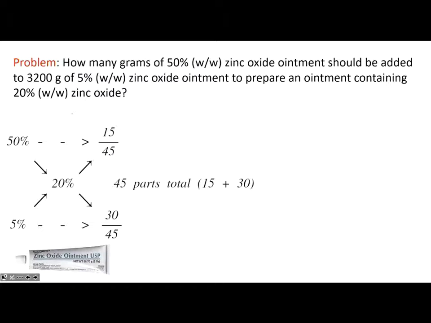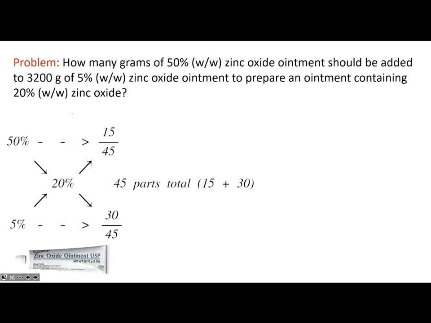So I cross-subtract, going from 50 down to 20. That's subtracting. It gives me 30, so I wrote the 30 across from the 5. I cross-subtracted going up from the 5% to the 20. The difference between 20 minus 5 is 15. Following that diagonally up, I wrote the 15 across from the 50%. I then added those two answers together. My 15 parts plus my 30 parts means I have a total of 45 parts.